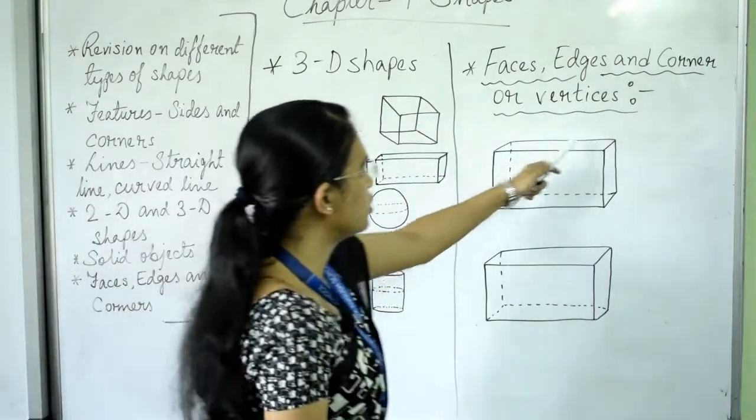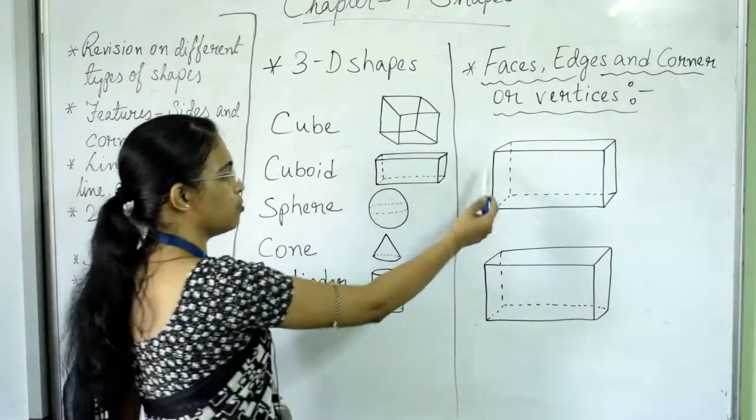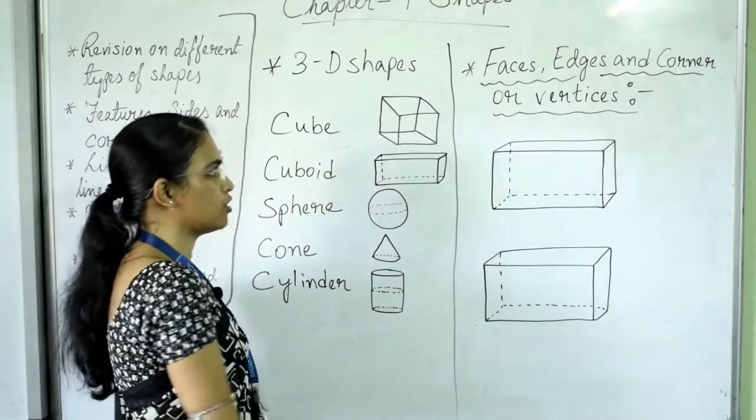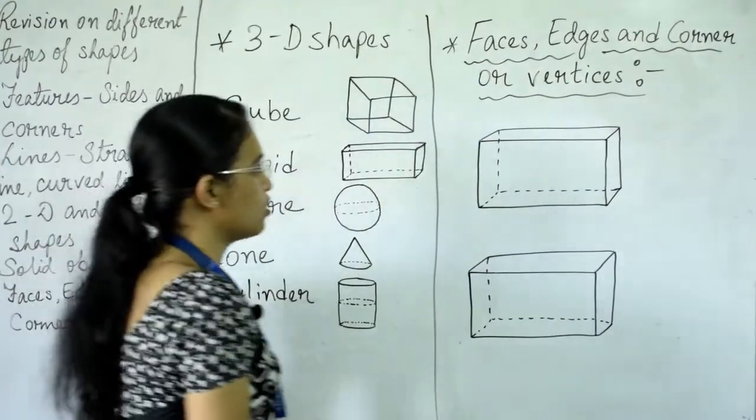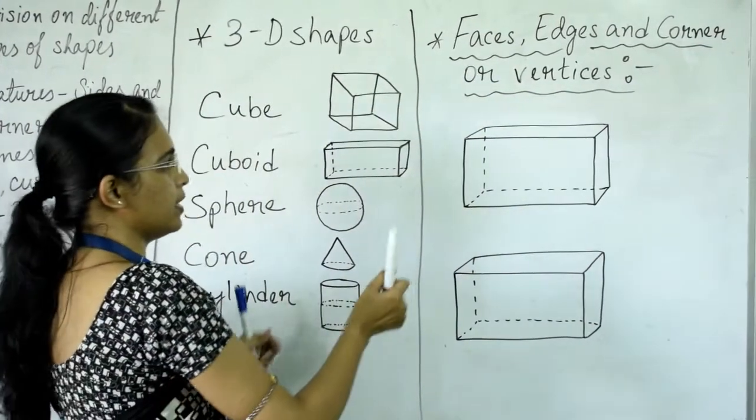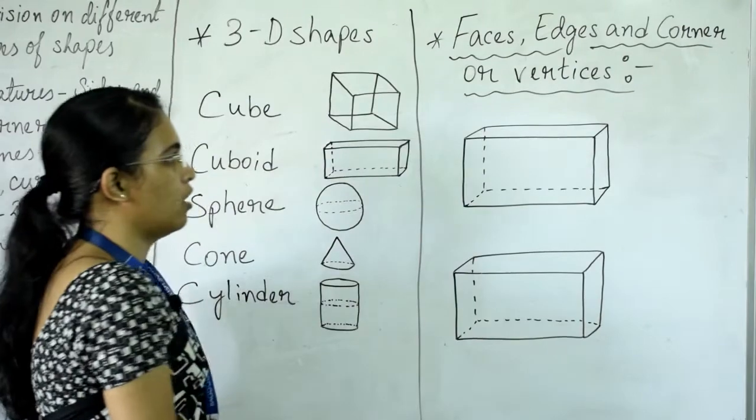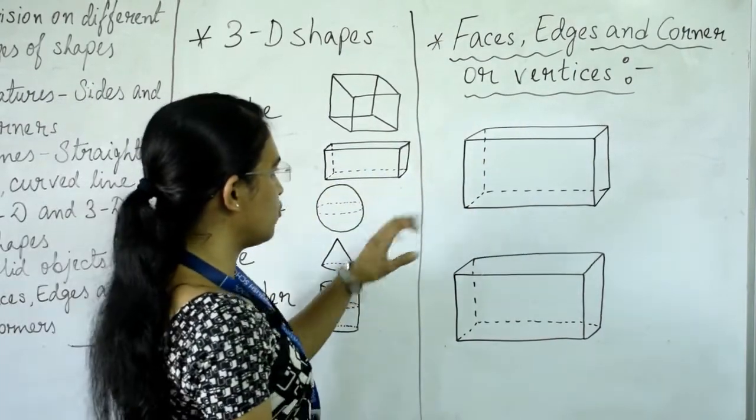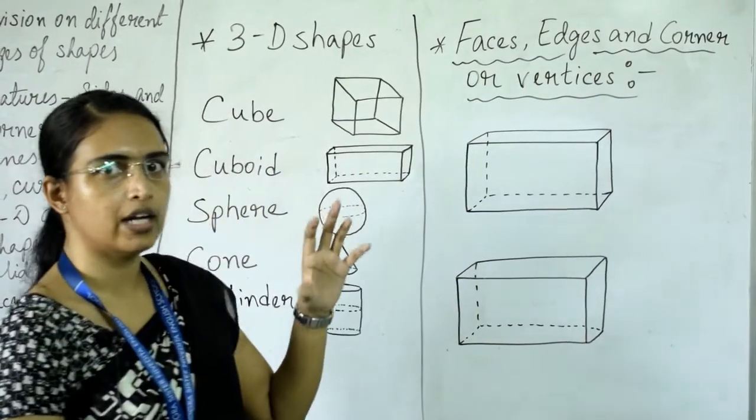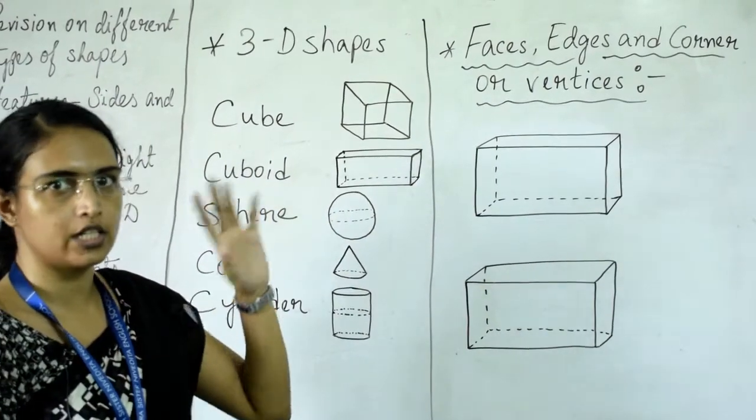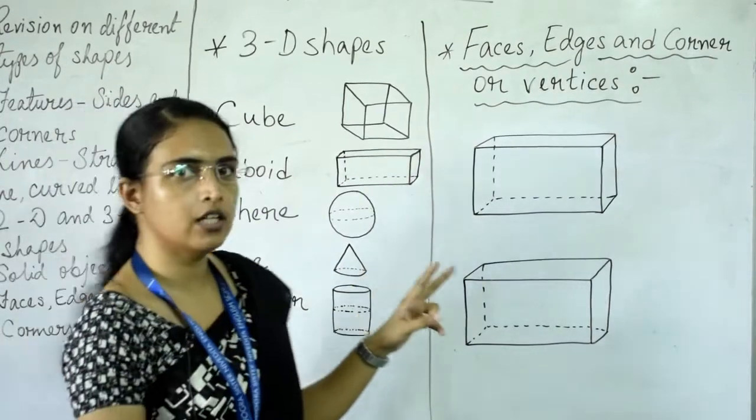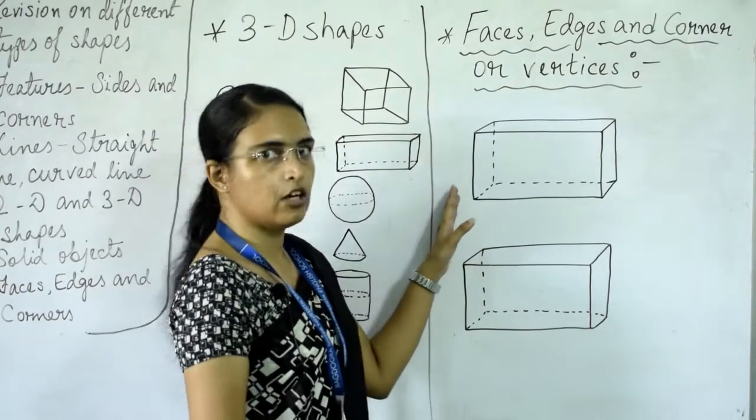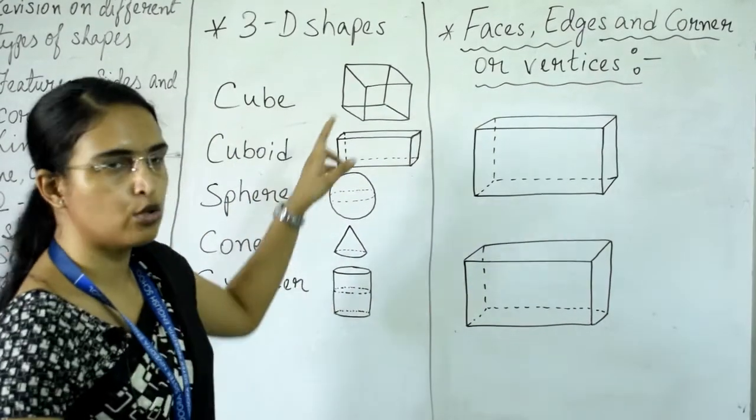Now which solid shape is this? This is cuboid. Now we have to find out the faces, edges and corners or vertices of this cuboid. So cuboid is made up of rectangles. Two opposite sides are equal. As I have told you, in squares all the four sides are equal, but in rectangle two opposite sides are equal. So cuboid is made of rectangles and cube is made of squares.